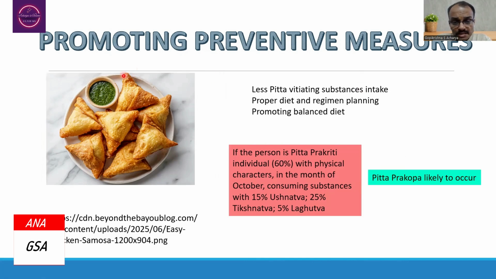In a sense, if the person is consuming these substances, the ideal prevention of the diseases can be done by less consumption of these substances. Thereby we can plan the proper diet and regimen, and even plan a balanced diet so that such diseases can be prevented. All these are possible if we know the fundamentals of Roga Nidana accurately.